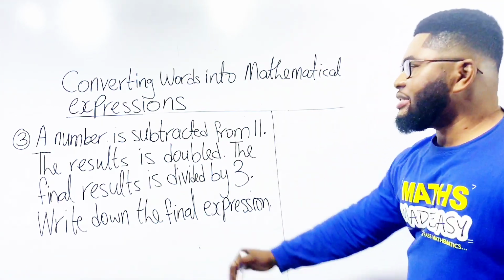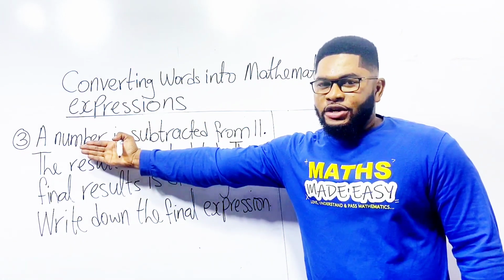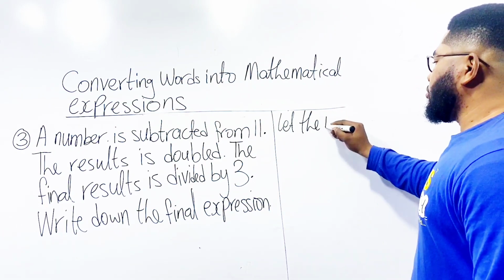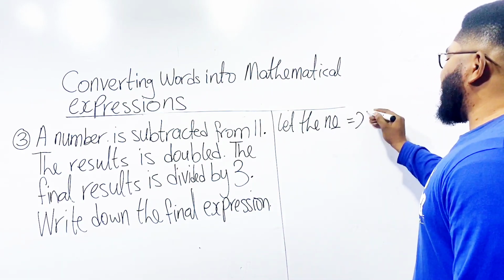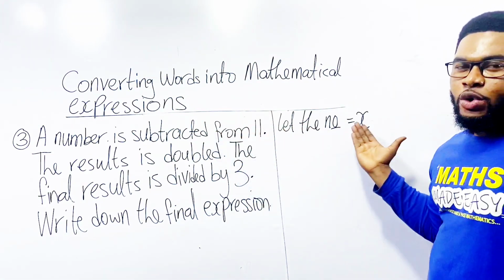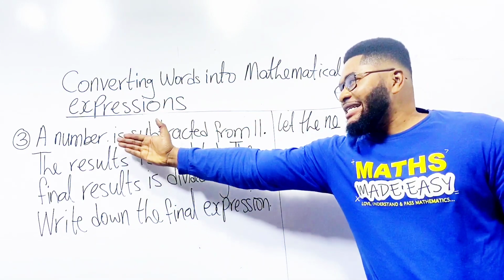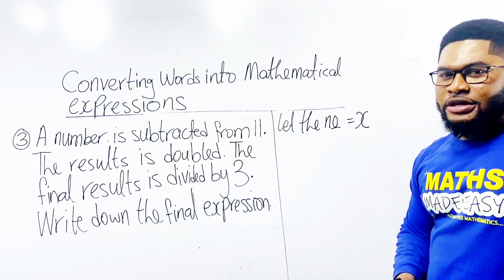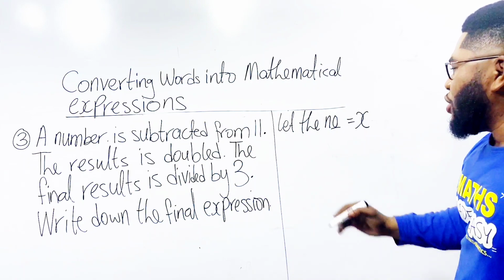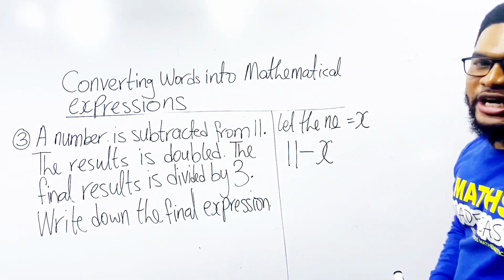Now, it says that a number is subtracted from 11. From the beginning, the number is not given. So let the number be equal to x. So it means that we are all representing the unknown number with the variable x. So we continue. So that means x is subtracted from 11. Don't forget how subtraction is used with subtracted from. So it will be 11 as the real number minus x. This is how the expression will be.